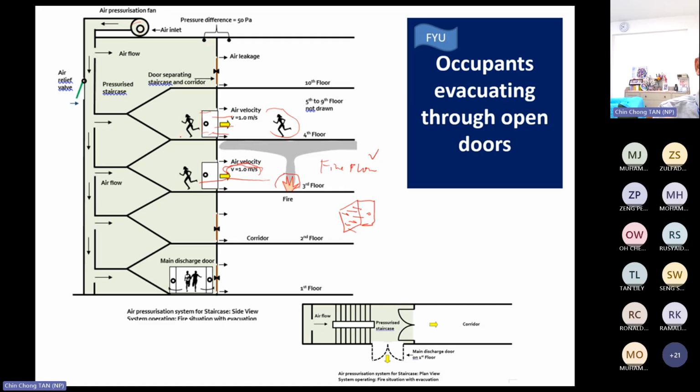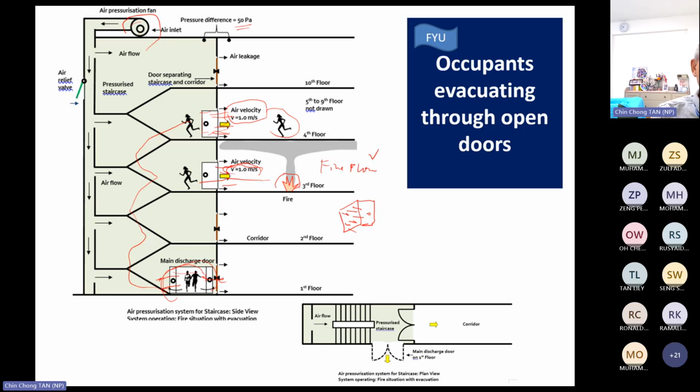And then where do they run? They run. They go to the ground floor, right? So at the ground floor, assume that the main discharge door will be open to allow air to come out, also 1 meter per second. So in a fire, besides providing 50 Pascal, you also need to make sure the fan is big enough to provide 1 meter per second air velocity through 3 doors: the fire floor door, the door above the fire floor, and the main discharge door.